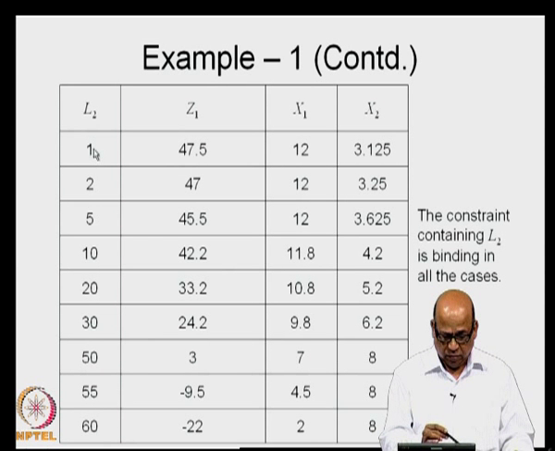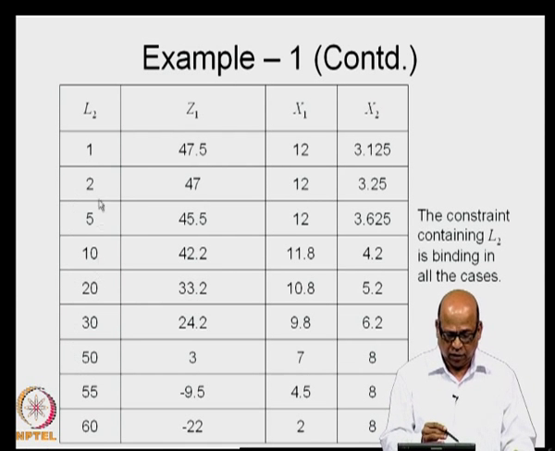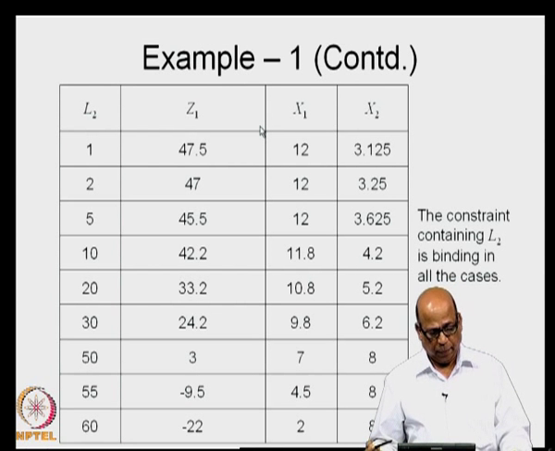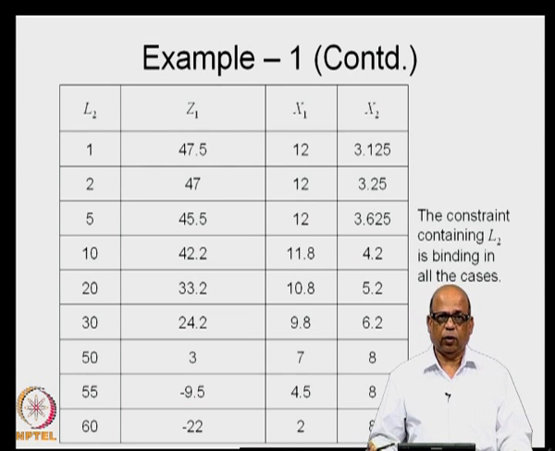In this particular case, the constraint containing L2 is binding in all the cases, which means what? When we obtain the optimal solution, Z2 was equal to 1 here, Z2 was equal to 2, Z2 was equal to 5, etc. That is when we say the constraint is binding, and because the constraint is binding, this set in fact reflects the non-inferior set of solutions.